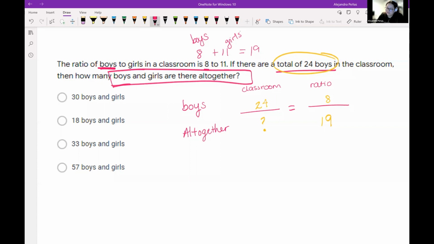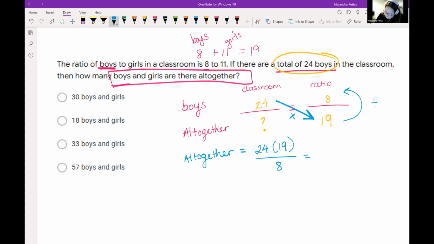Okay. So all you have to do again is cross multiply and divide. So all together, we're going to have 24 times 19, and that result would be divided by 8. So we're going to have 24 times 19. 4 times 9 is 36. 2 times 9 is 18, plus 3 will be 21. 1 times 4 is 4. 2 times 1 is 2. 6, 5, 4. So it's going to be 456 divided by 8.